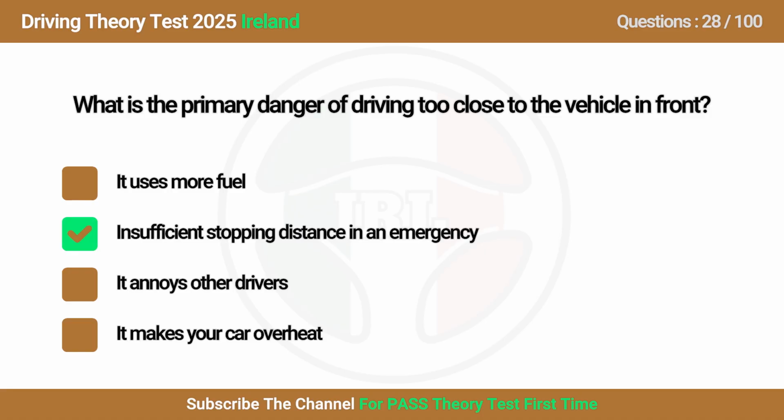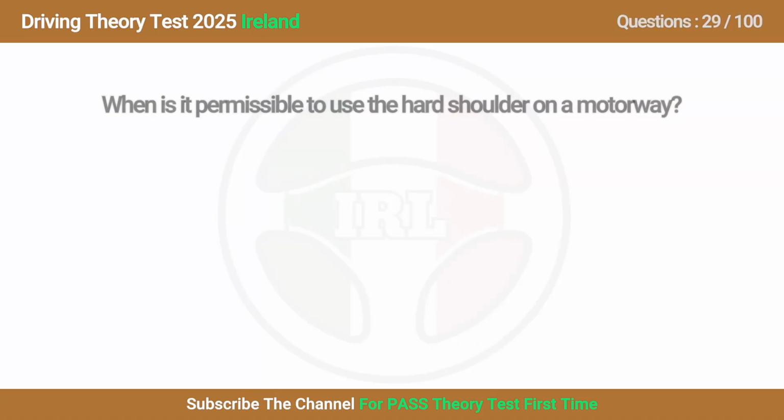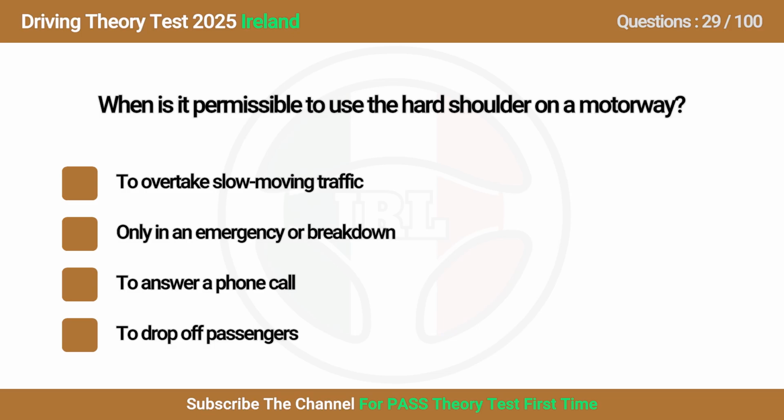Answer is B. Insufficient stopping distance in an emergency. Driving too close, or tailgating, significantly reduces your reaction time and stopping distance, making a collision highly likely if the vehicle in front brakes suddenly. Question 29. When is it permissible to use the hard shoulder on a motorway? A. To overtake slow-moving traffic. B. Only in an emergency or breakdown. C. To answer a phone call. D. To drop off passengers.